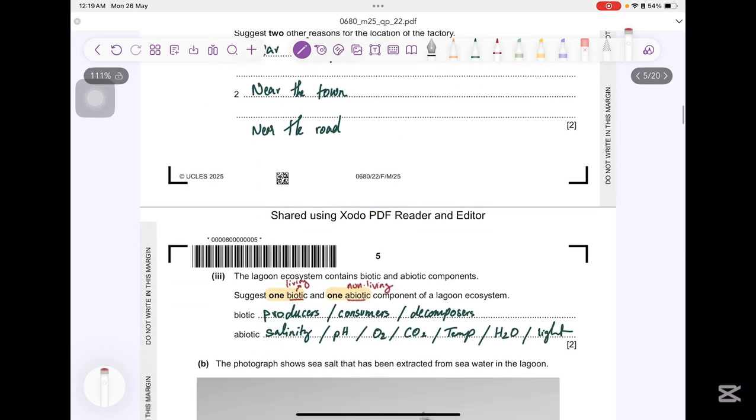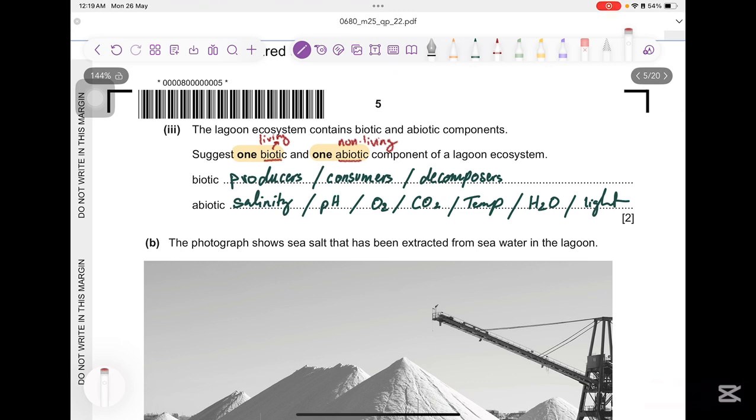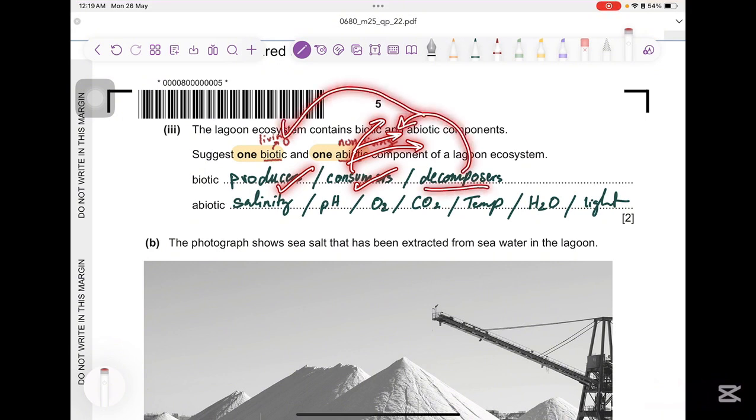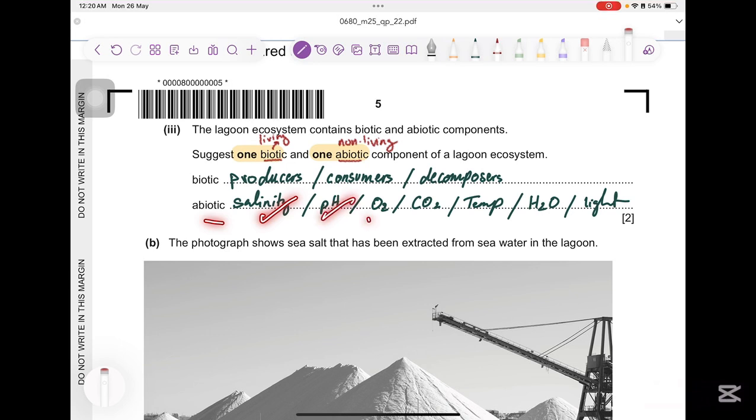Deal? Deal. Let's go. The lagoon ecosystem contains biotic, living, and abiotic, non-living. So this suggests 1 biotic and 1 abiotic. Biotic, living things. Producers is a living thing, okay? The plants. Consumers, like primary, secondary, tertiary consumers, any type of consumer. Decomposers, who feed on dead and organic matter. Okay. Abiotic, salinity, the amount of salt in either soil or water. The pH, the oxygen, the carbon dioxide, the temperature, the water, the light.